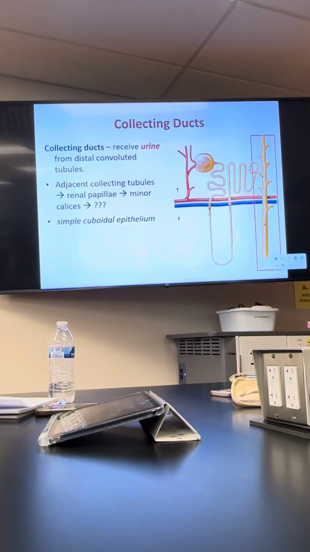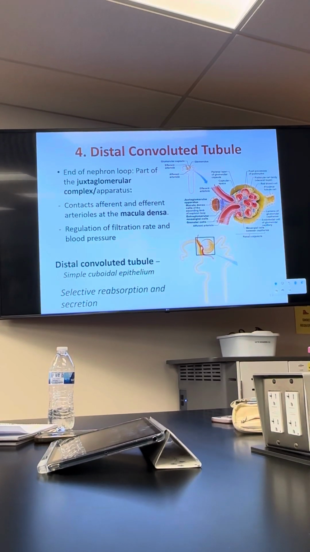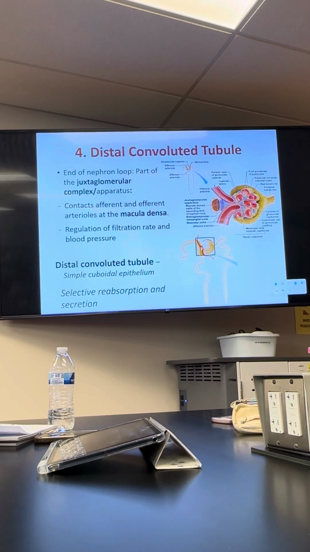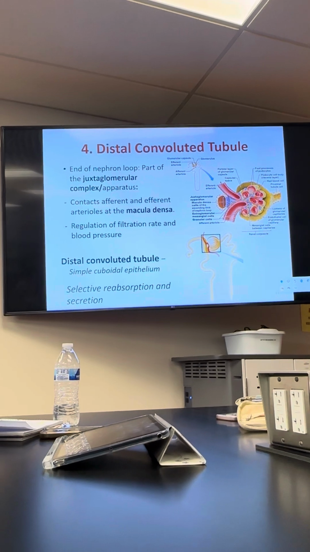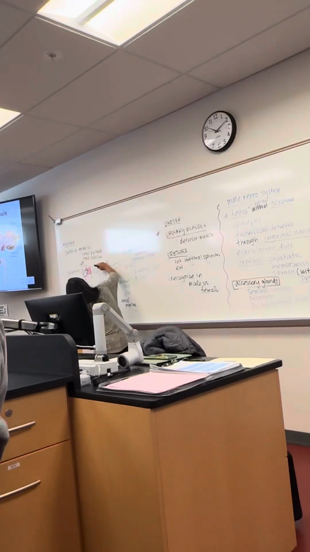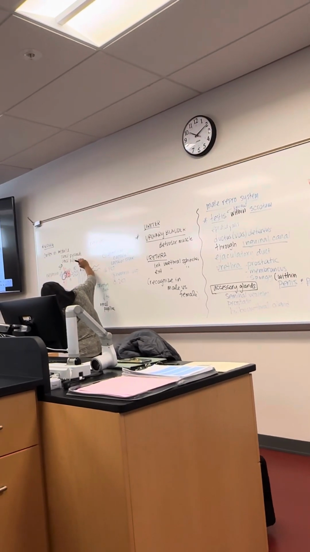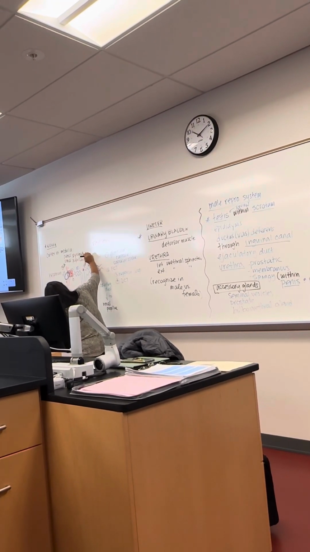I have one more question. The part of the DCT that's here, is that towards the end of the loop? It's at the end of the loop, the end of the distal, and the beginning of the collecting duct. Where this is. Okay.